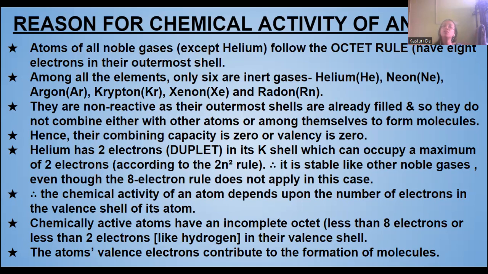Clear? Now, the chemically active atoms have an incomplete octet, that is, less than 8 electrons, or less than 2 electrons like in hydrogen, in their valence shell.